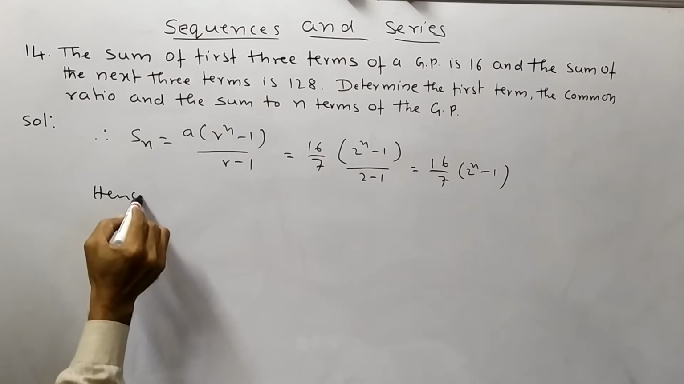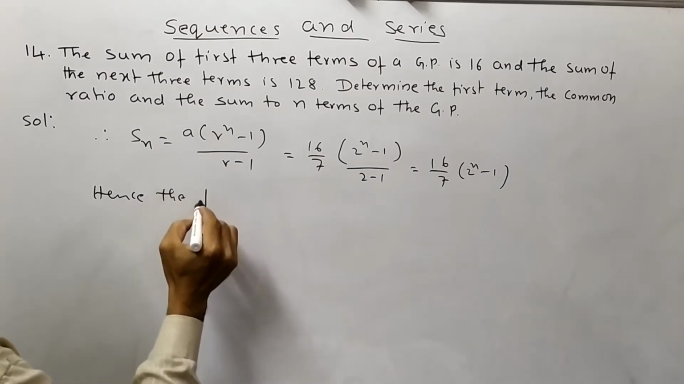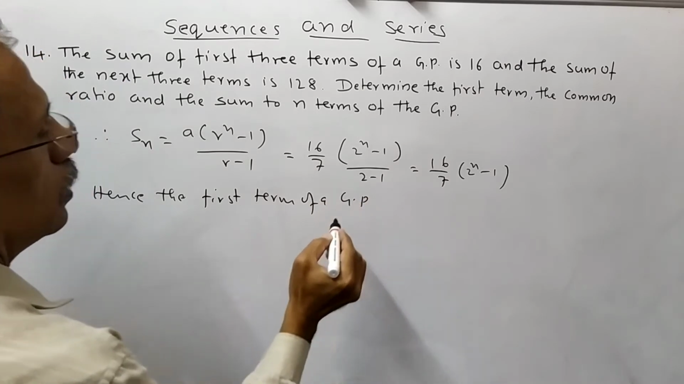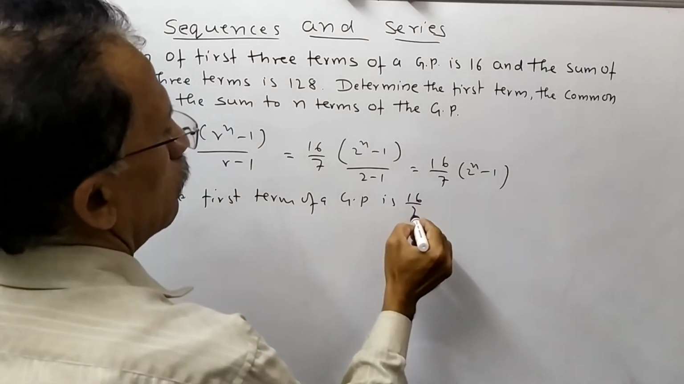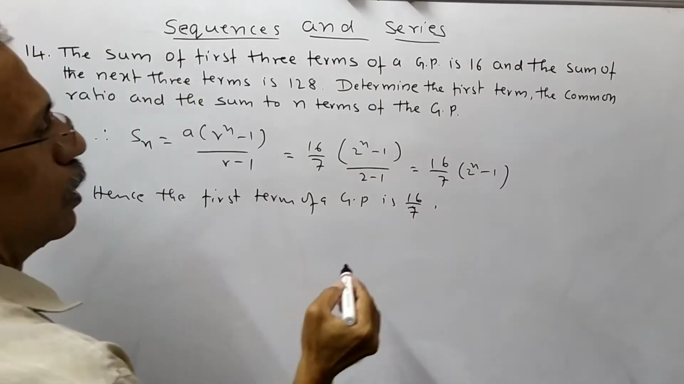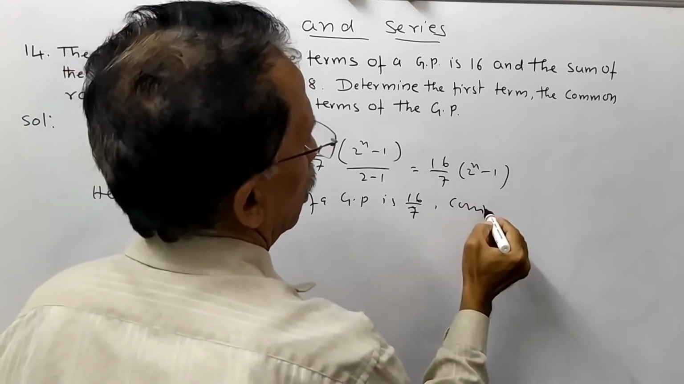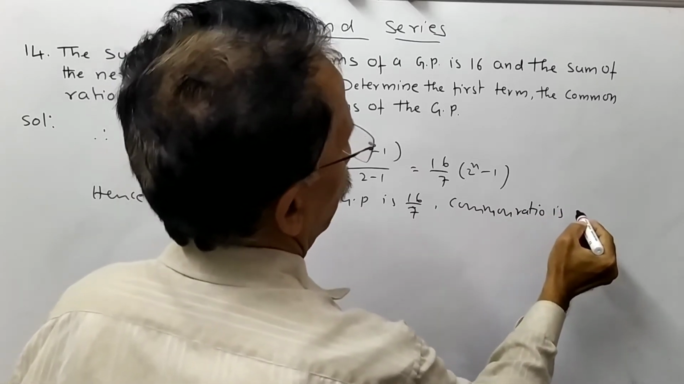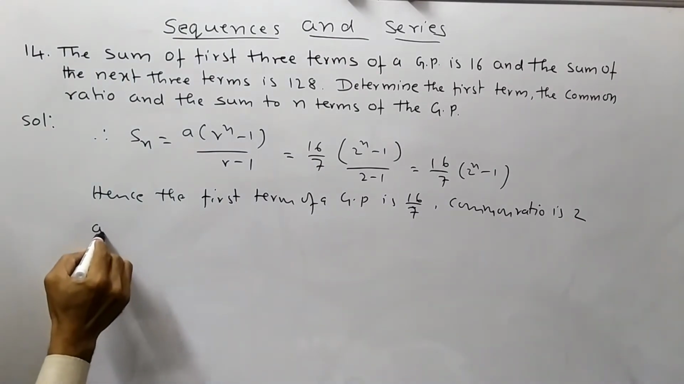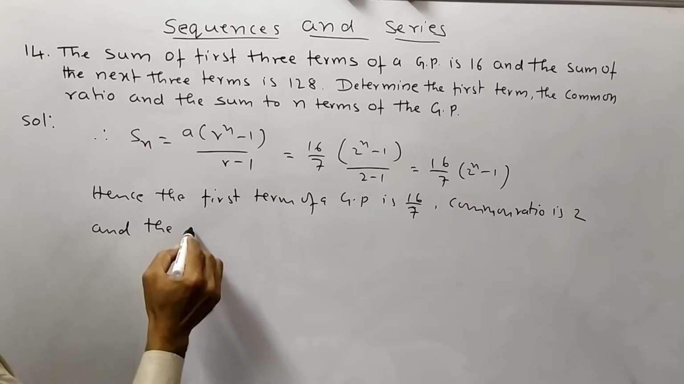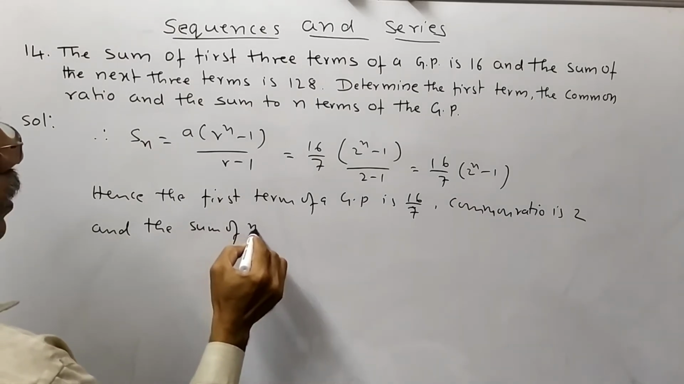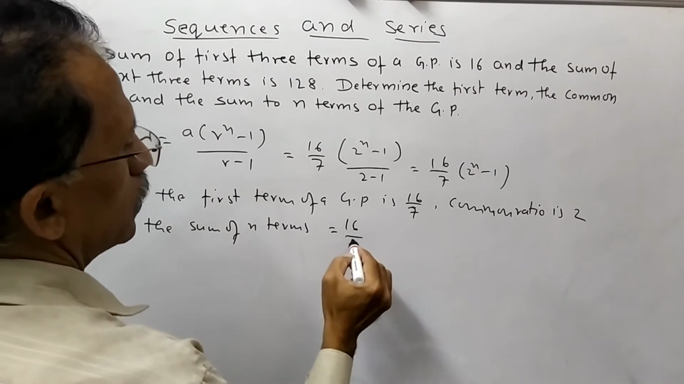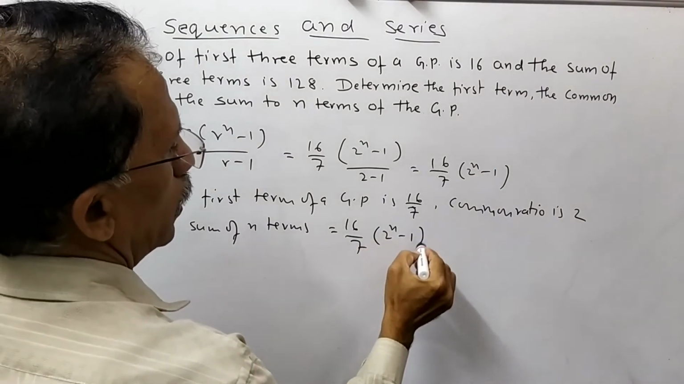Hence, the first term of the GP is 16 by 7, the common ratio is 2, and the sum of n terms is equal to 16 by 7 into 2 raised to the power n minus 1.